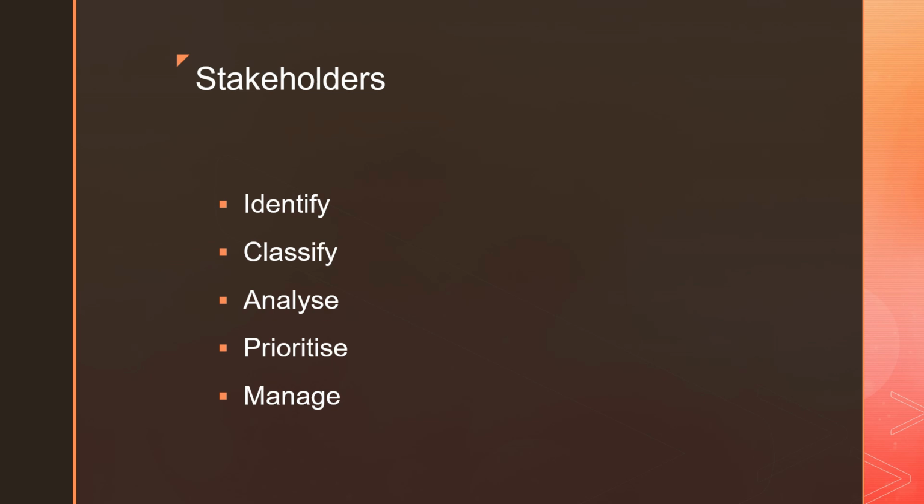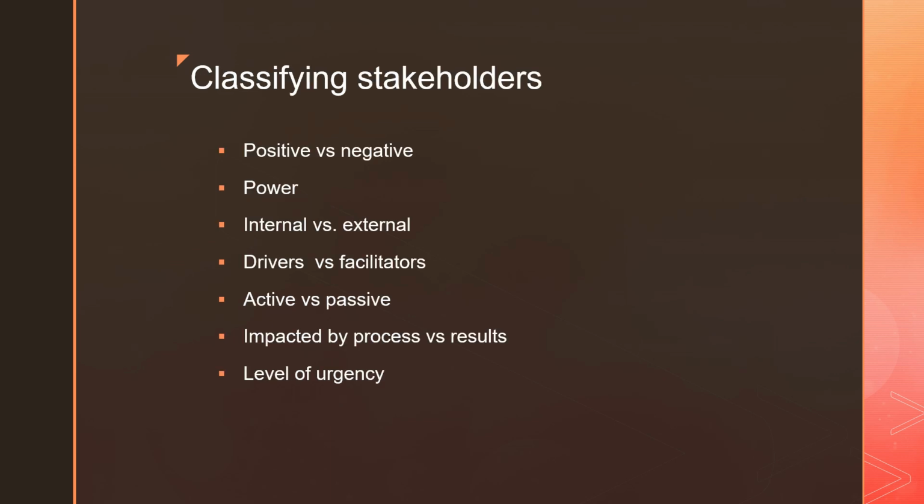We already discussed that program and portfolio are both combinations of projects. But what is their difference? A combination of projects with differing nature of objectives constitutes a portfolio, while a combination of projects with the same or similar nature of objectives constitutes a program. So this is the classification of stakeholders as positive or negative based on the power, the level of urgency, active or passive, drivers or facilitators, impacted by process versus results, etc.